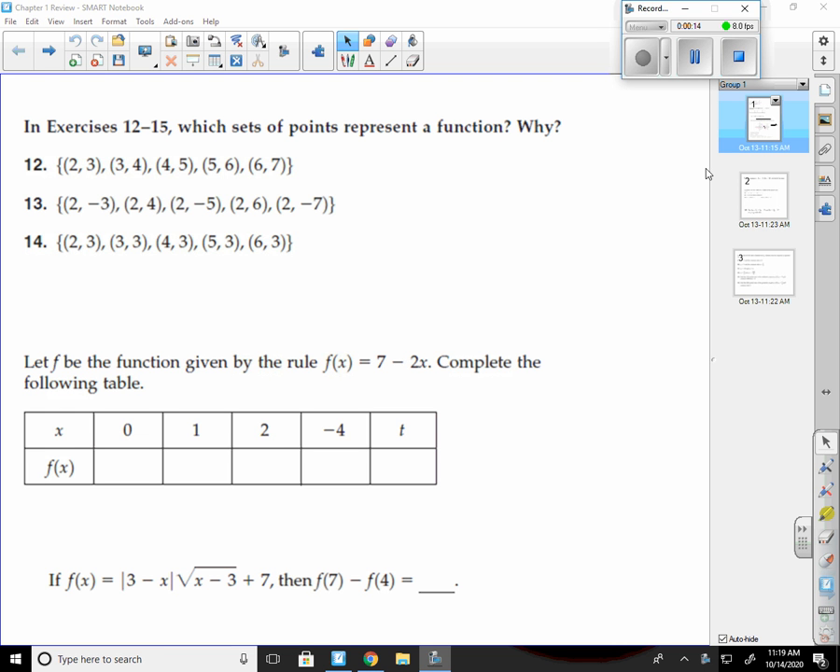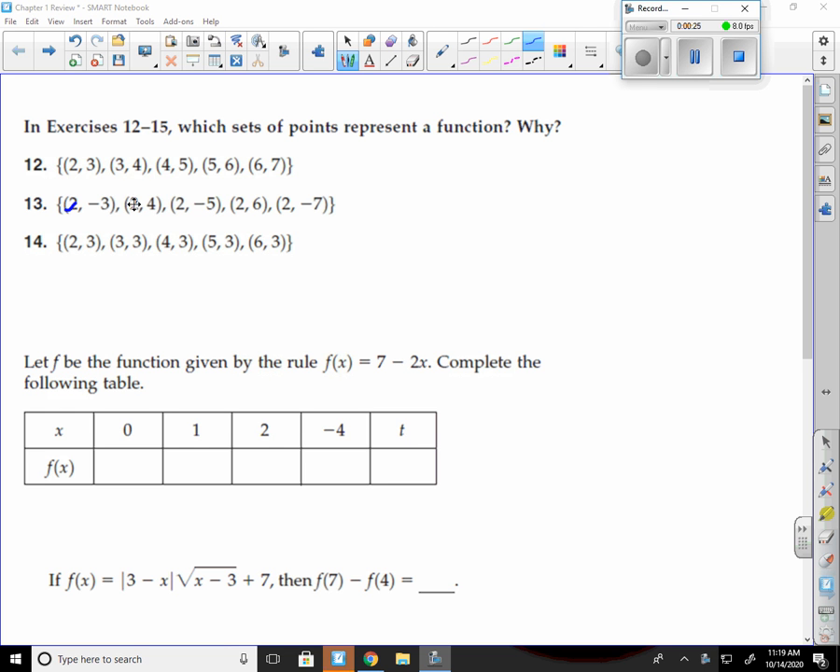Number 12, I think we went over yesterday. That was a function because the x's don't repeat. Number 13 would not be a function because our 2's repeat. So if your x's repeat, it would not be a function. Number 14 would be a function because it's the y's that repeat. All the x's are different.